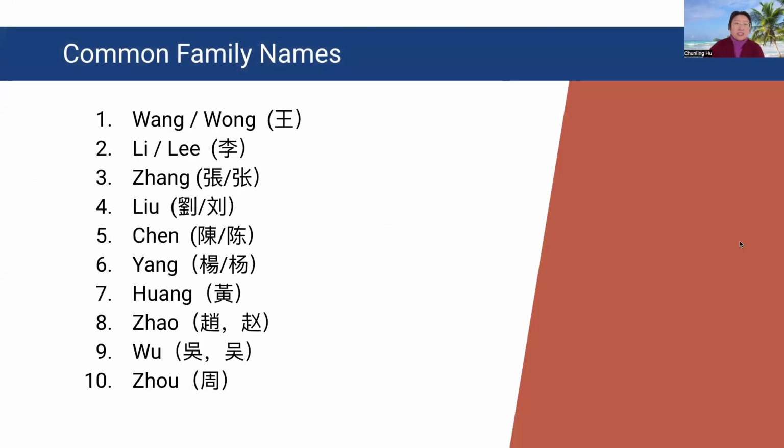Okay, so here are the common family names. For the first one we have Wang. I think this is the most popular family name in mainland China, and you can also read it in Cantonese, where I think they put Wong. I think it's the same as Wang. And the second one we have Li.